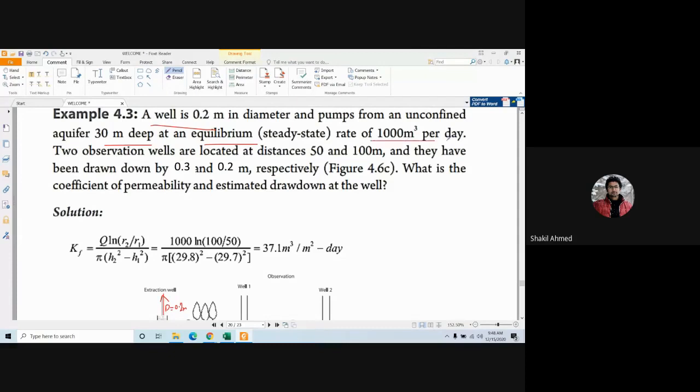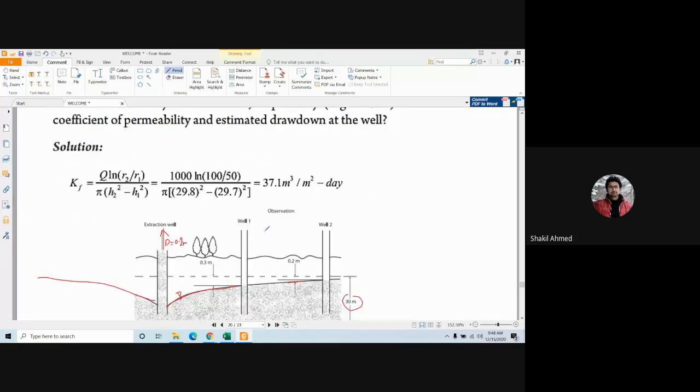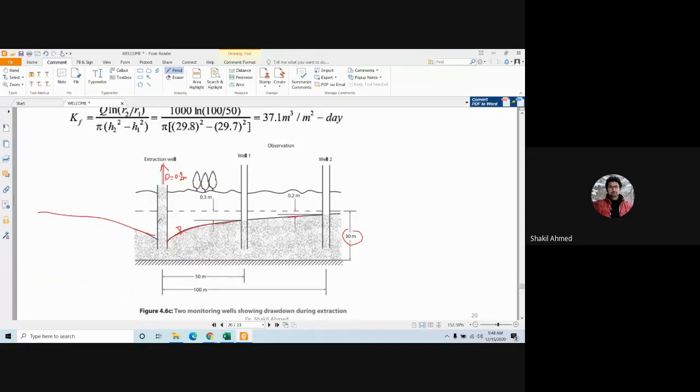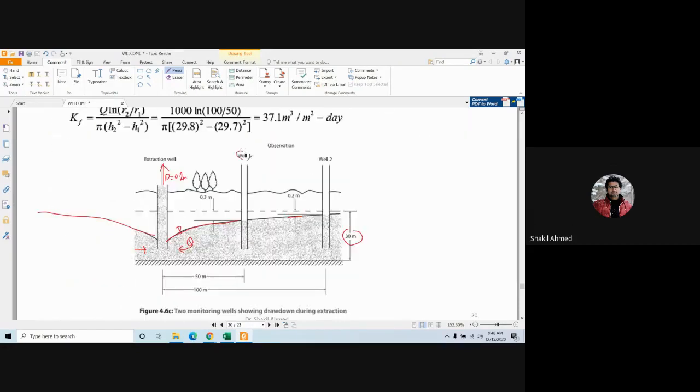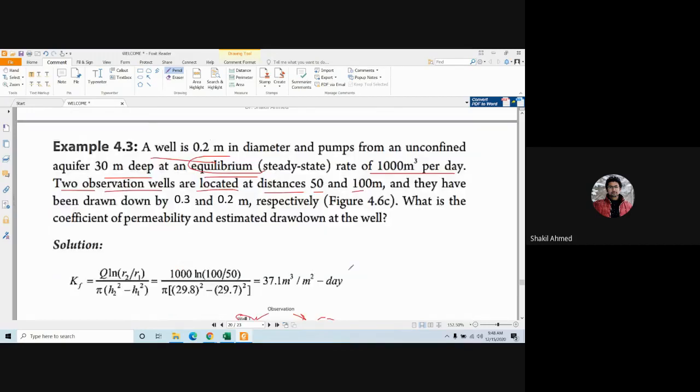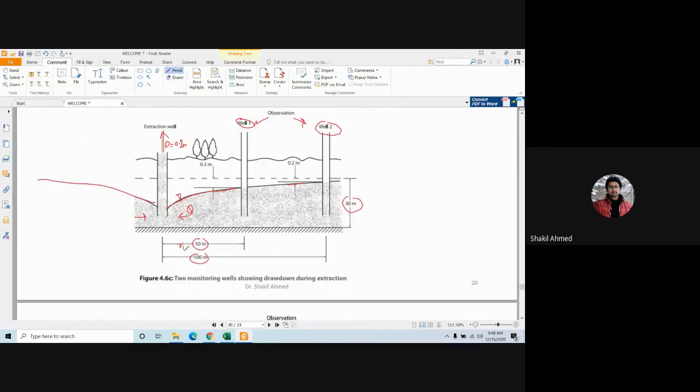Rate of 1,000 meter cube per day. So this is at equilibrium. What is the Q here? This Q is 1,000 meter cube per day. Two observation wells are located at distances 50 and 100 meter. This is observation well 1 and observation well 2. So the first is at 50-meter distance and the second one is at 100-meter distance. Okay, so we can call them R1 and R2.